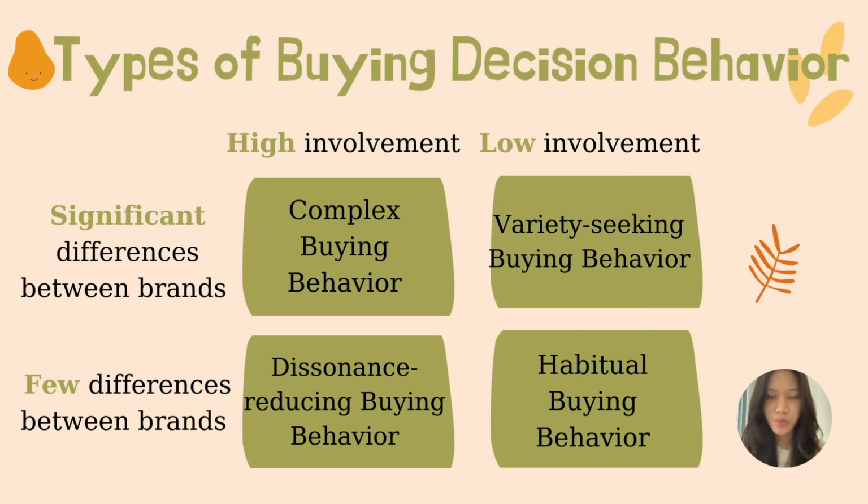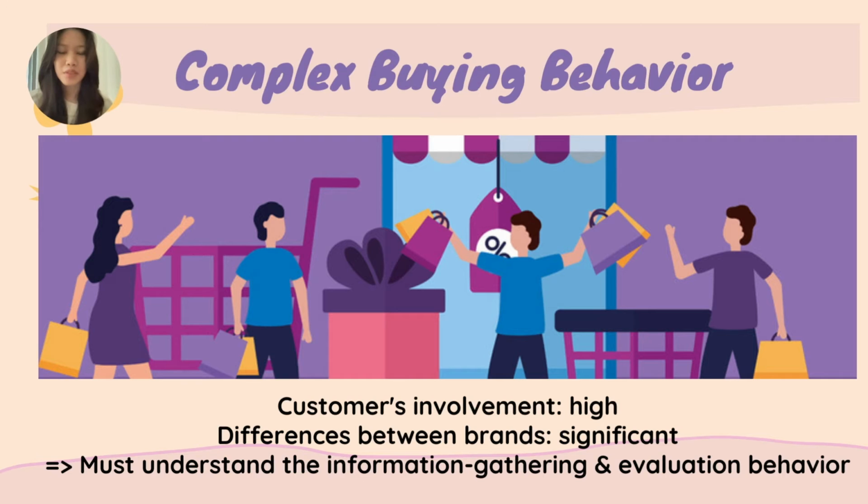As you can see on the screen, there are four types of consumer buying decision behavior, which are complex buying behavior, variety-seeking buying behavior, dissonance-reducing buying behavior, and habitual buying behavior. Firstly, the consumer can express a complex buying behavior when they highly pay attention to the product purchase, and there are significant variations among brands.